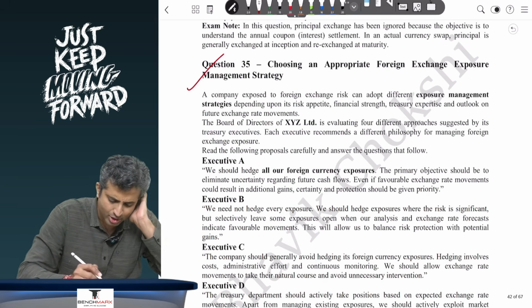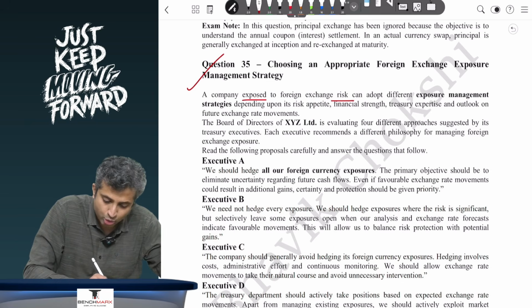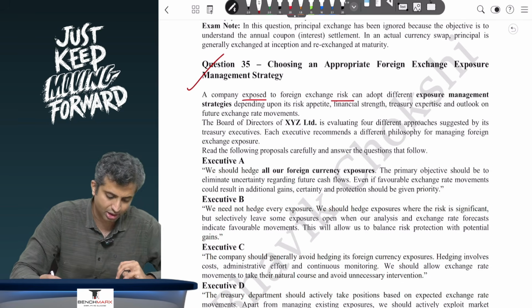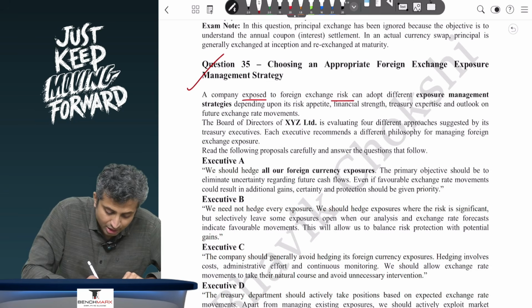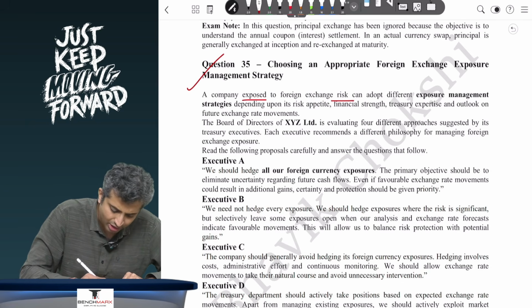If I review question 35: a company exposed to foreign exchange risk can adopt different exposure management strategies depending upon the risk appetite, financial strength, treasury expertise, and outlook on future exchange rate movements. So considering all of these, there can be different possibilities. The board of directors of XYZ is evaluating 4 different approaches suggested by its executives. Each executive recommends a different philosophy for managing foreign exchange exposure. Read the following proposals and answer the questions that follow. Sir, what are the questions?